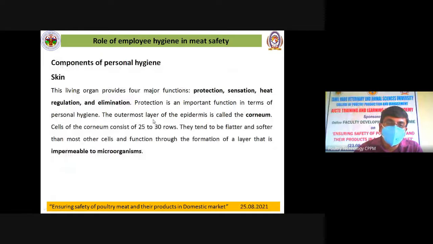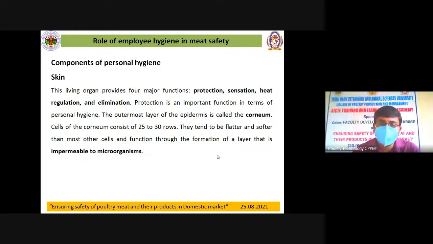So, what are the components of personal hygiene? The first one is the skin. Since the skin is the largest living organ, it is considered, and it provides four major functions for living human beings, and for all animals, skin is one of the most important things. It provides protection, sensation, heat regulation, and elimination. So it offers these four major functions.